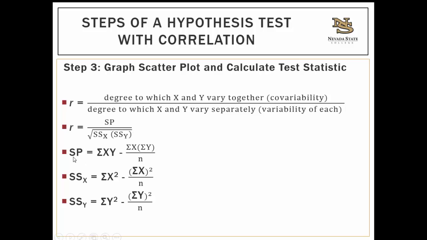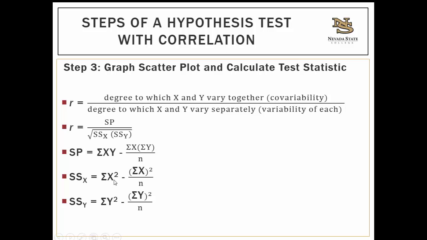To get the sum of products, it's very similar to finding the sum of squares that you've seen before, right? Look at these sum of squares formulas. You've seen these before. The sum of squares for X, you've seen that many times. The sum of squares for Y is basically the formula for the sum of squares that you've always seen.